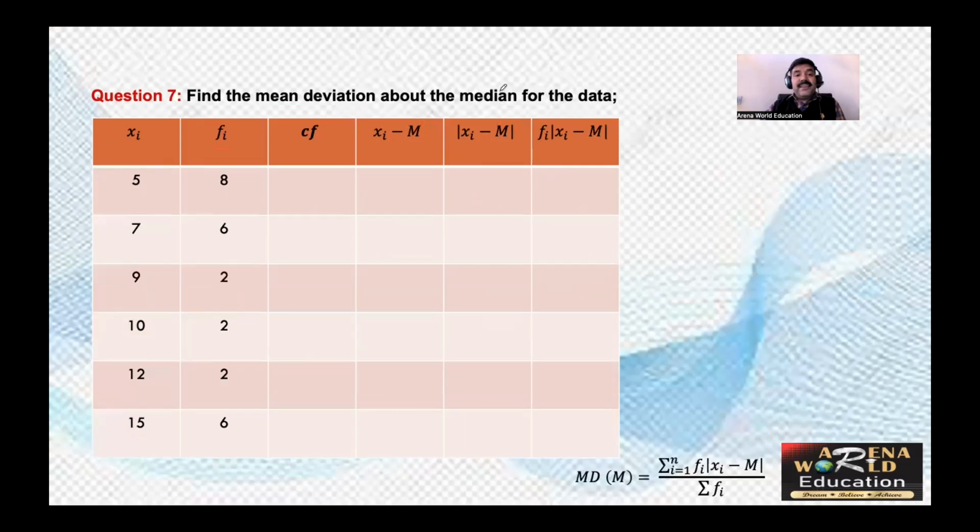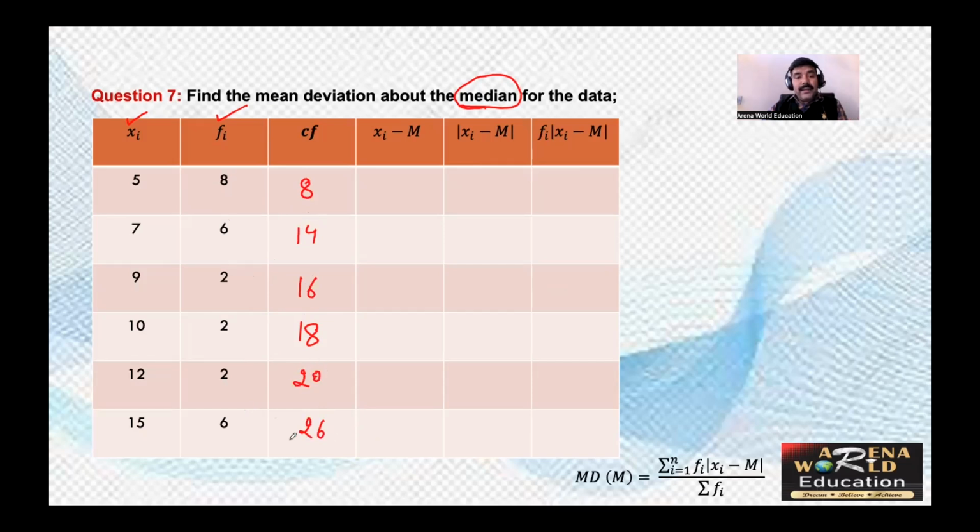Now question number 7. Here we have to find mean deviation about the median. Again, you can see along with xi, fi are also given. So what will be the first step? In first step, we will find CF. CF means cumulative frequency, right? How we find it? Look at the first one. It will be 8 only. But in second, we will add the previous one. So 6 plus 8, it is 14. For next one, 14 plus 2, 16. Then 16 plus 2, 18. Then 18 plus 2, 20. And 20 plus 6, it is 26.